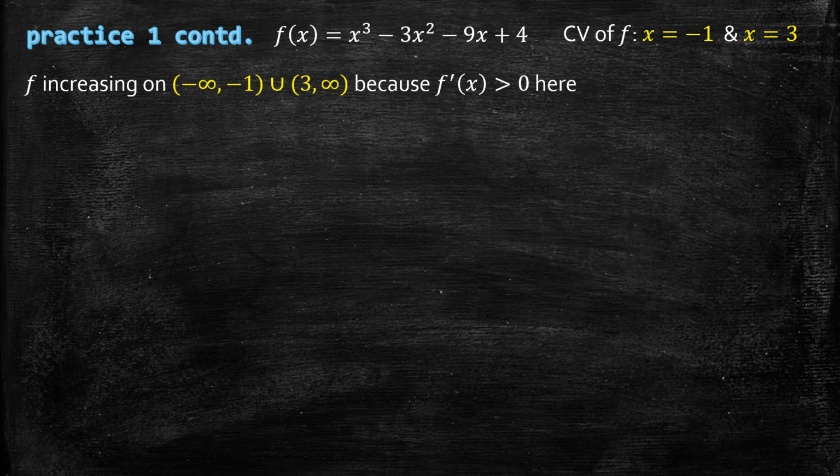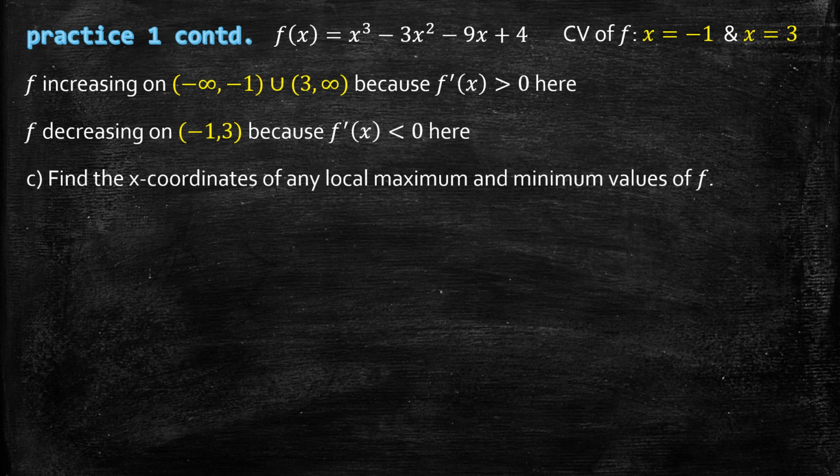Notice that I'm using open intervals. Some textbooks and teachers will want you to use closed intervals, obviously not at -infinity, but at -1 and 3. So just be aware of that, depending on the definition of increasing and decreasing, that may be necessary. And we also found that f is decreasing on that interval because f prime x is less than 0 here.